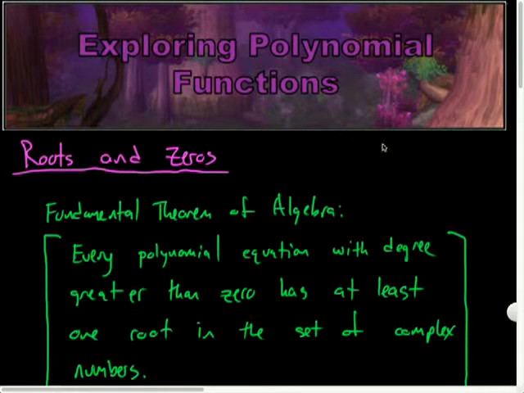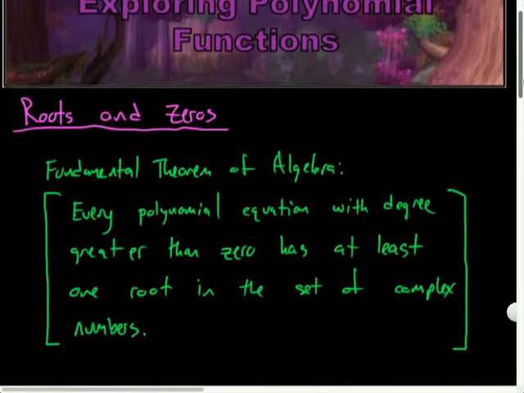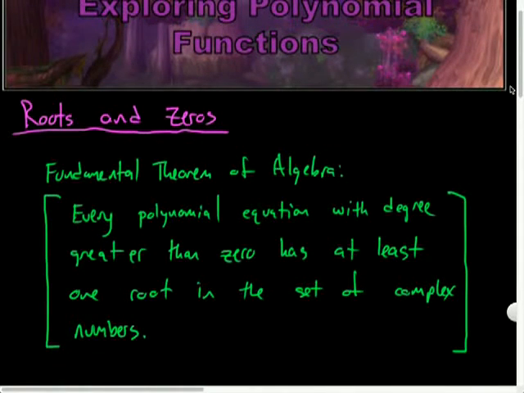So let's read what this fundamental theorem of algebra says. It says every polynomial equation with degree greater than 0. So let's say I had a polynomial like f of x equals x to the 7th plus blah blah blah, right? What's the degree of this polynomial? 7. They are saying with degree greater than 0, it has at least one root in the set of complex numbers. What's the set of complex numbers referring to?